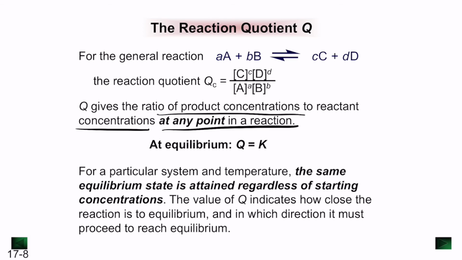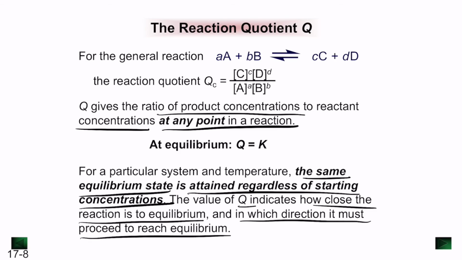So for a particular system and temperature, the same equilibrium state is attained regardless of the starting concentrations. The value of Q generally indicates how close the reaction is to equilibrium and in which direction it must proceed to reach equilibrium, whether it's going to proceed towards the reactant or the product.